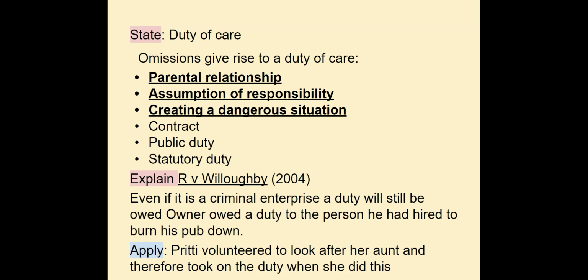So we're going to state the first element required is a duty of care. And in criminal law, omissions give rise to a duty of care, a duty to act. The key ones that are likely to come up in a scenario: parental relationships, assumption of responsibility, creating a dangerous situation. But it could be the others: contract, public duty, statutory duty. We can explain this in the case of Willoughby, where even criminal enterprise can give rise to a duty of care. In this case, Pretty volunteered to look after her aunt, so looking at Stone and Dobinson, she takes on the duty when she agrees to do this.